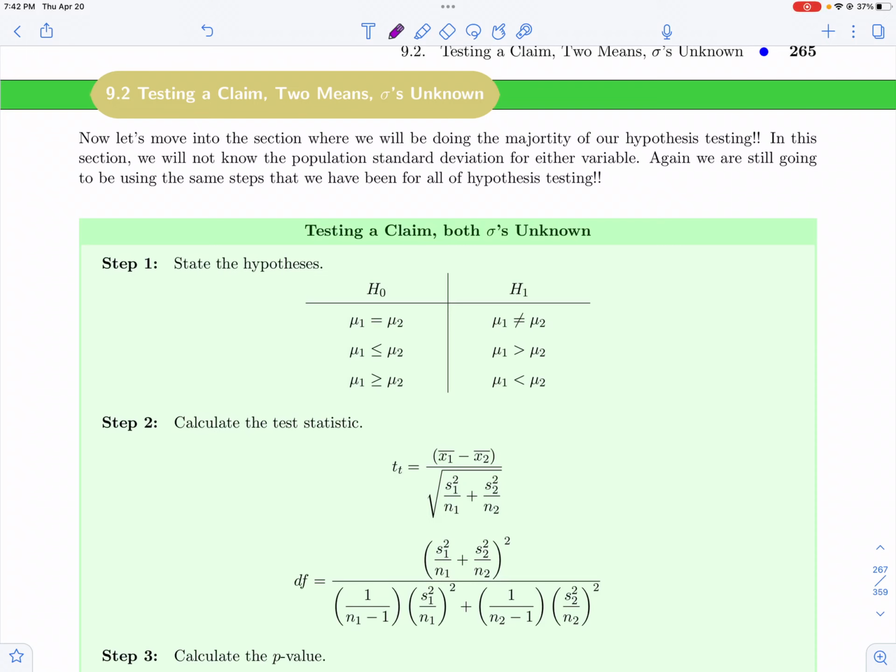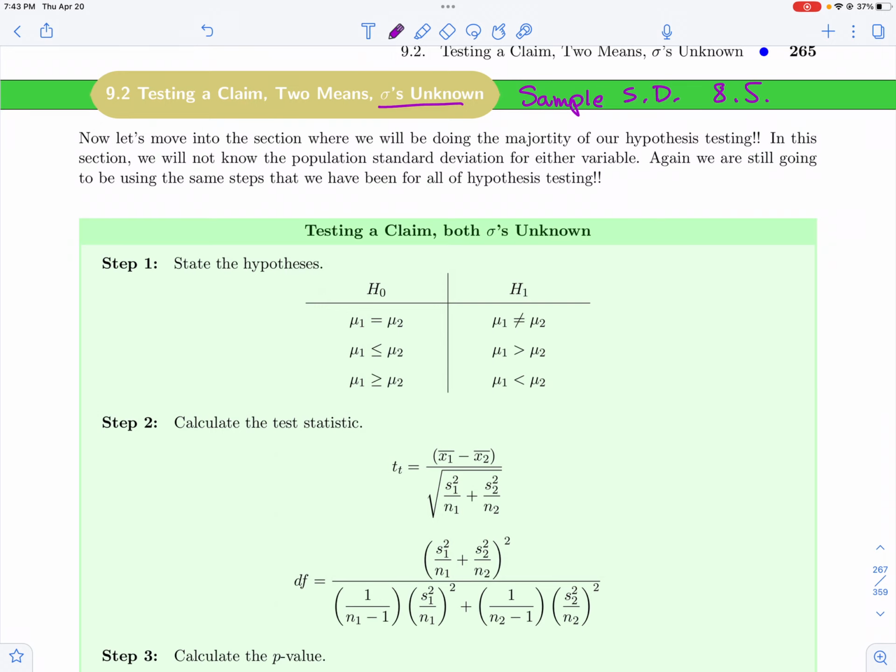Well, hopefully everybody did a good job working with our two means with the sigma known. If you notice the conditions for this one, we're still going to be working with two means, but in this case, we're going to know our sample standard deviation. And this is very similar to what we did in 8.5.